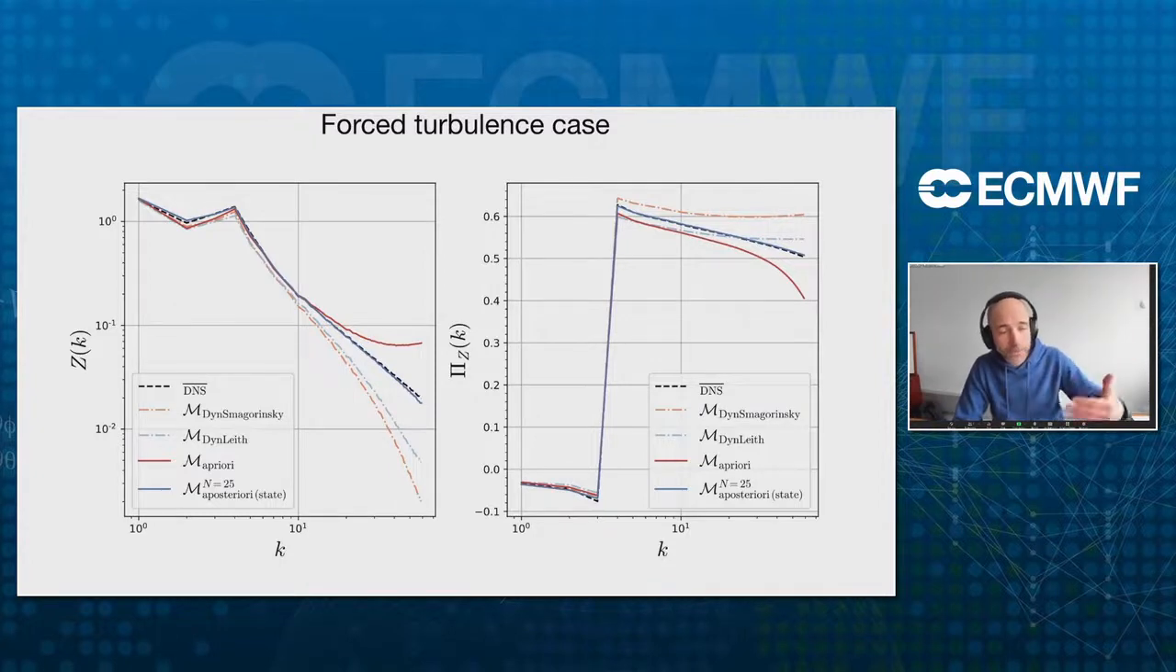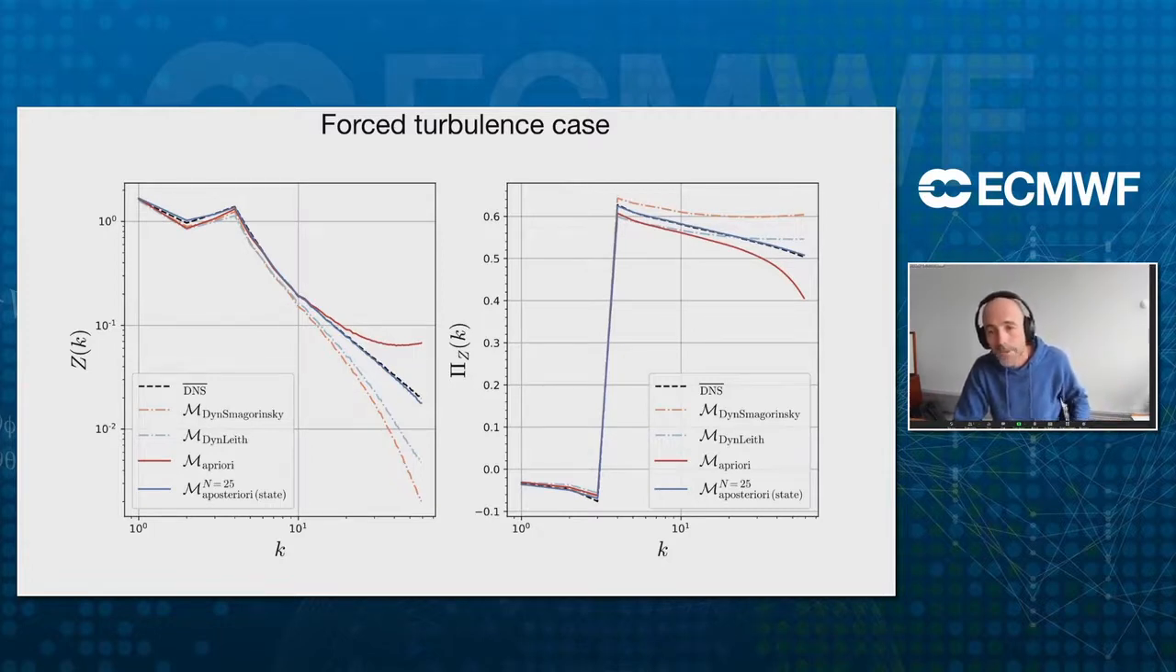And if you compare a bit the different approaches, the different models we have here, the take-home message is: look how close my blue line is to my dashed black line. On the left-hand side, you see the entropy spectrum. On the right-hand side, the flux.